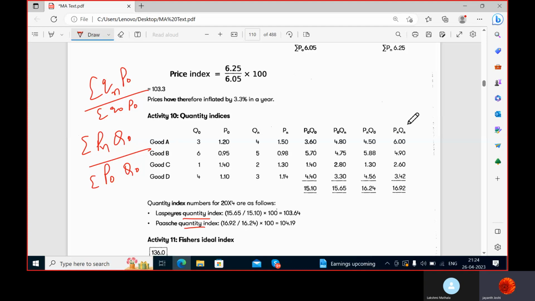Correct. So Qn P naught 15.65 divided by Q naught P naught, so we can answer. It's 3.64% extra. And in past year, you have to take current year, like in price index. You took current year quantity and the base year quantity. Like you took the current year quantities, correct or wrong? And you took current year price and base year price. Am I right?